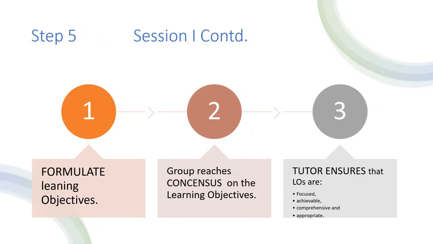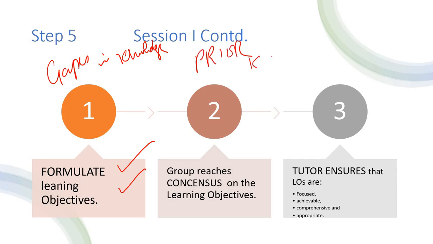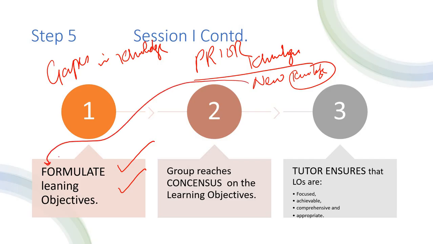In step 5 of session first of the PBL, you have to formulate the learning objectives, because you determine the gaps in knowledge. Which knowledge? The prior knowledge and the knowledge to be acquired. So the prior knowledge regarding a particular scenario, a particular topic, and the new knowledge that you want to add. Based on that, you will formulate the learning objectives. Remember, there should be a consensus on the learning objectives, and the tutor role again is very important.